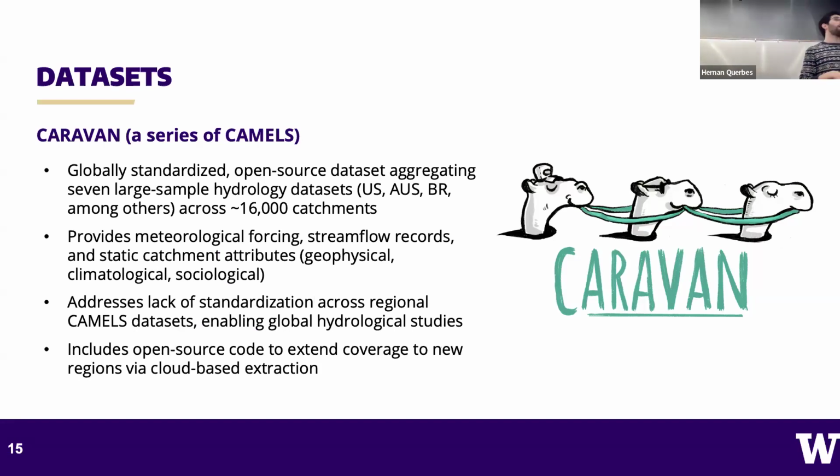What's interesting about CARAVAN 2 is that it provides code to extend these datasets to new places. And this is how I extended this kind of datasets for Uruguay. The only thing that you have to provide is a shapefile for your basin and a record of Streamflow, and then you can derive all the other information.